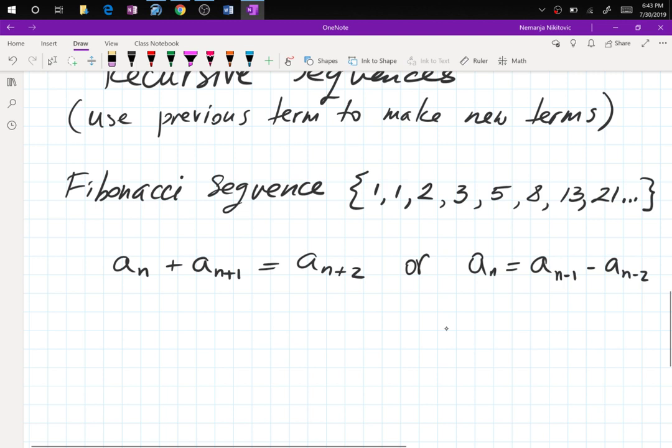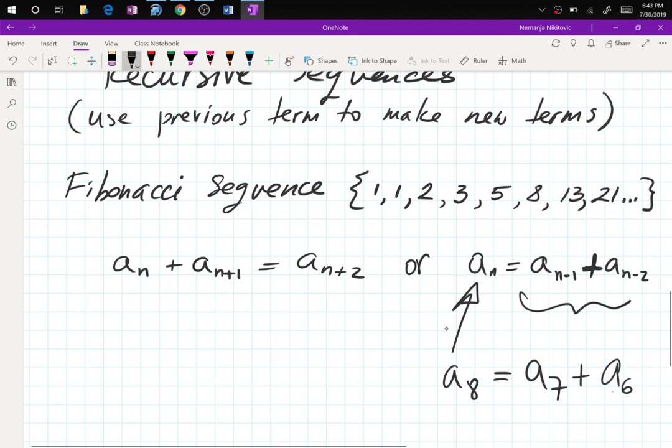Or you can ask me, how do I get a specific term? And I tell you over here, oh, this is supposed to be a plus here, guys. It's a plus. And I tell you on the right-hand side, add two previous terms. See, so if I'm looking for A8, if this is A8, I'm looking for the 8th term, then this would be A7 plus A6. I think it's very straightforward what's going on.